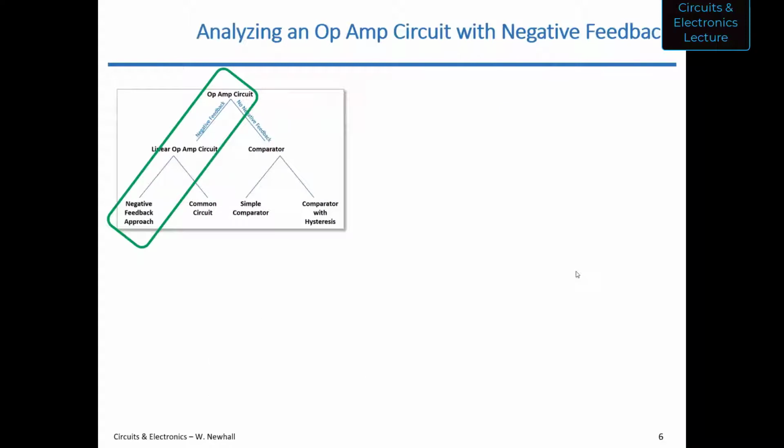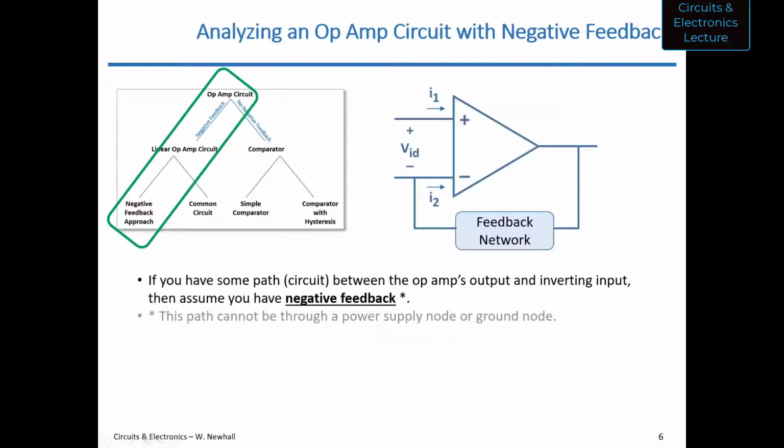Okay. So the rules, and we're going to work another example problem today, are these. So you have an op-amp circuit. It has some connection between the output and the inverting input, and that means you have negative feedback. This cannot be through a power supply or a ground node. I'll show that in a little more detail when we get to comparators. And then you use this approach.